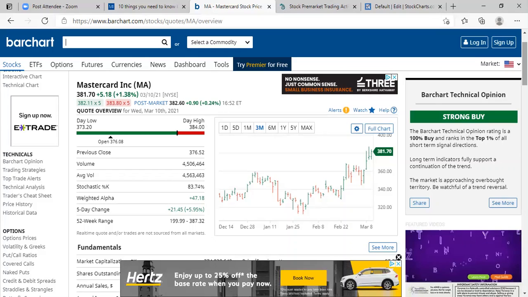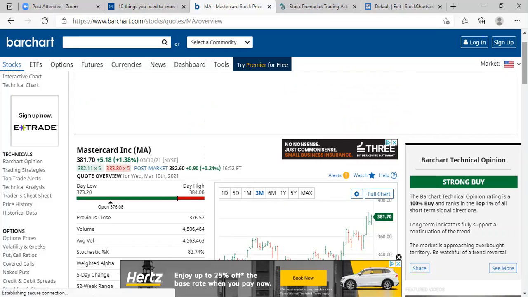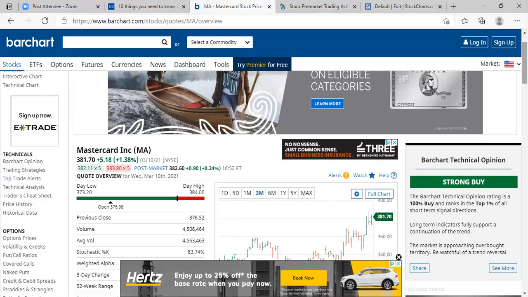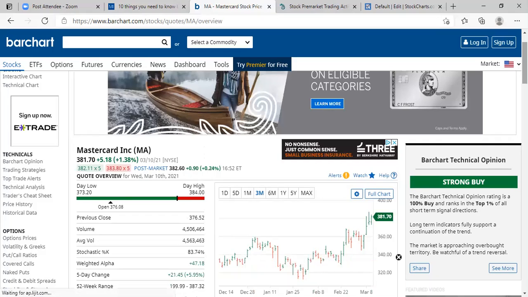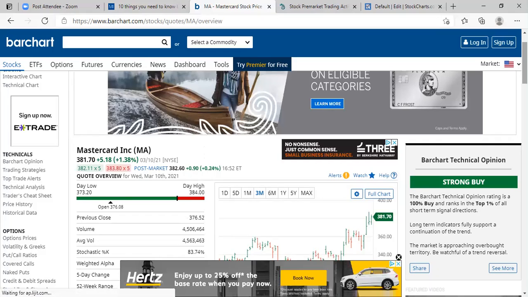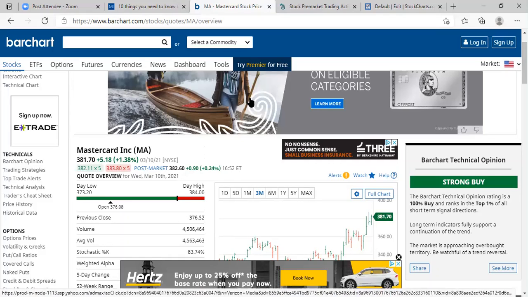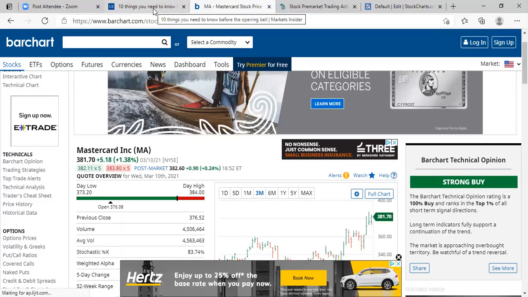If I see that a stock is a really strong buy in bar chart's opinion, then that helps me to feel a lot more confident if I'm going to make a call. And if I see it in the other direction, that helps me to feel really confident if I want to make a put. So there are a lot of benefits to this site. All right. So great website, bar chart. It's free. So there's another way to add stocks to your watch list.